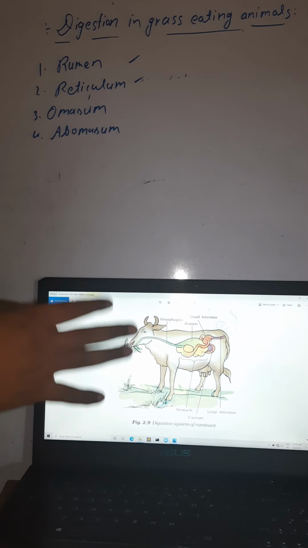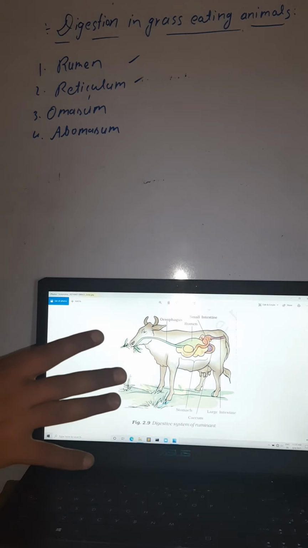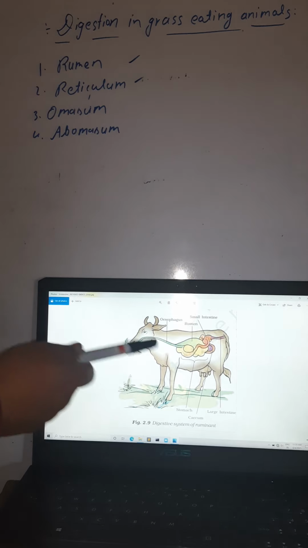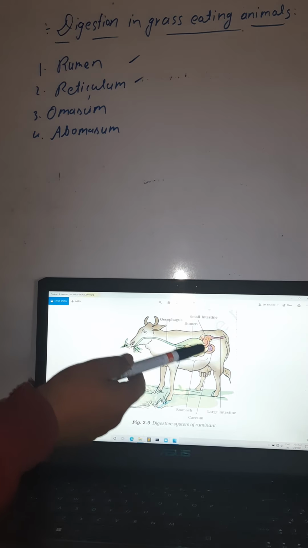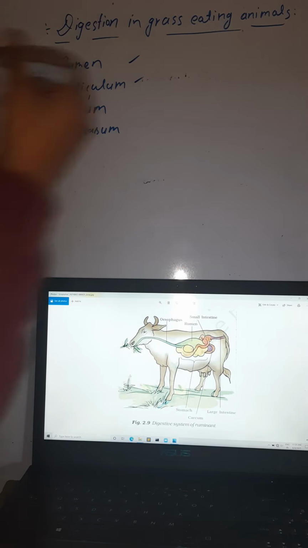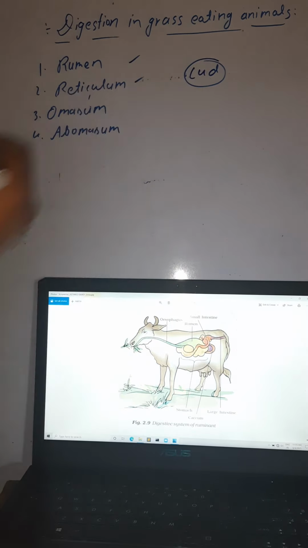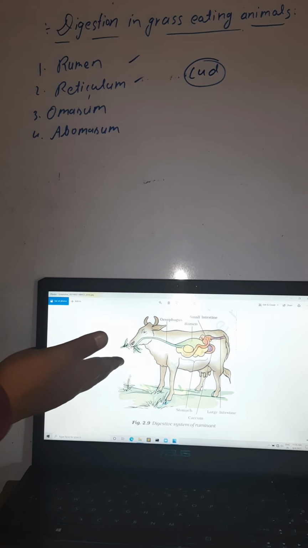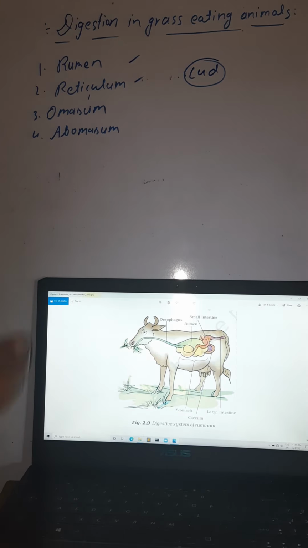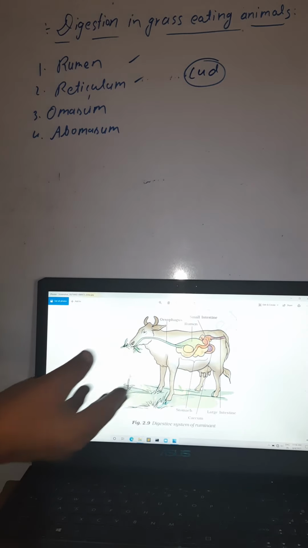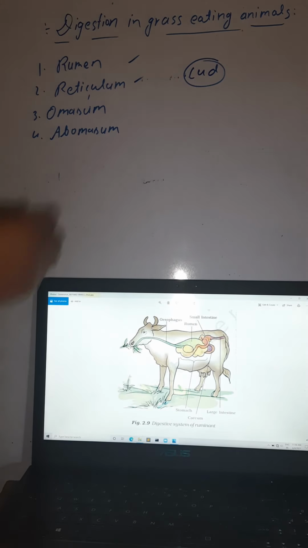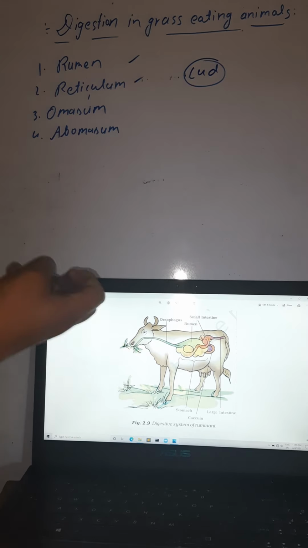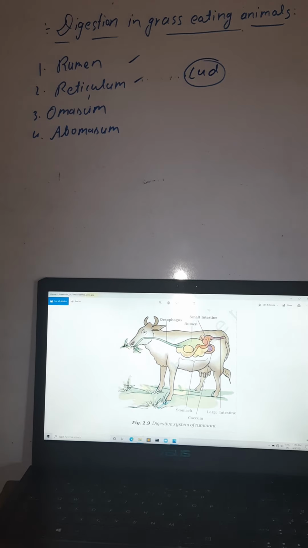Then, when the cow is sitting quietly, not eating, the food that has been swallowed comes back into the mouth as cud. So the grass that has gone into the rumen and the reticulum comes back into the mouth as cud. This cud is chewed by the cow when it is not eating.